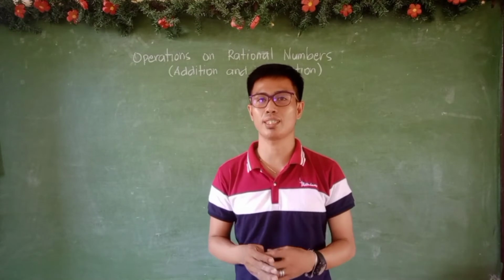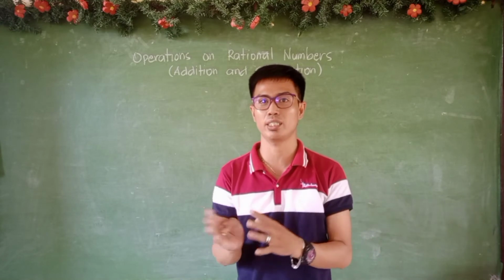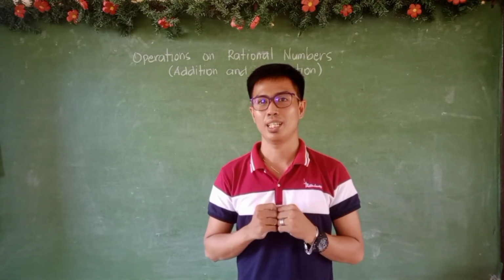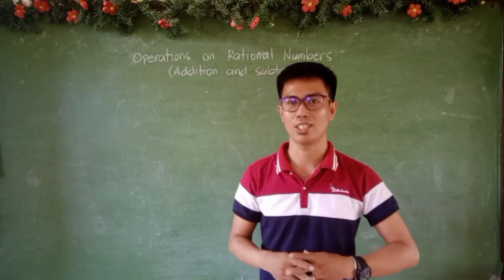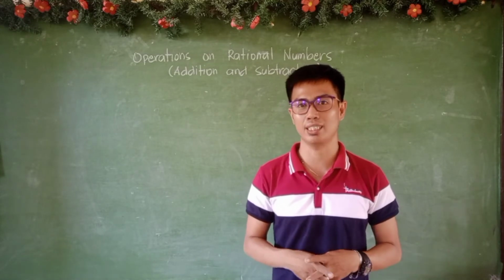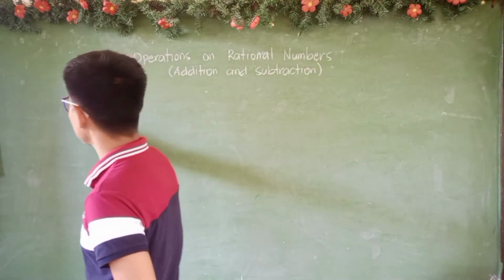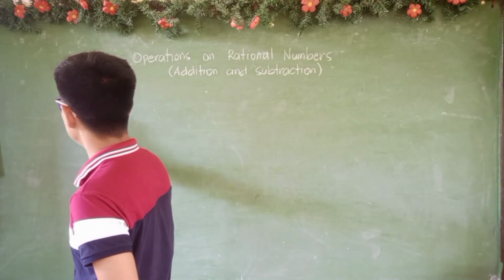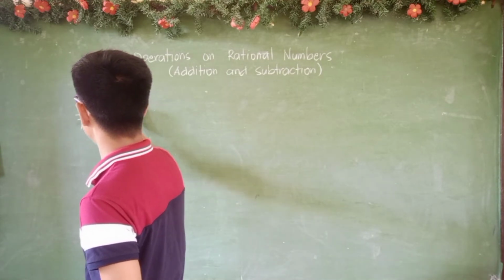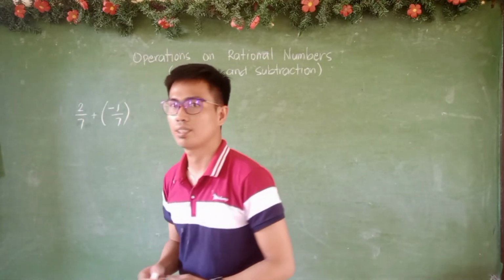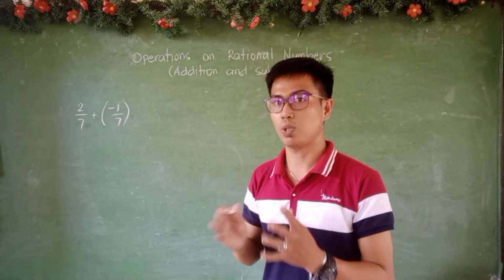So after knowing the concept or the rules in adding and subtracting integers as well as fractions, so we have similar and dissimilar fractions, we can now proceed with operations on integers, specifically addition and subtraction. So how are we going to solve that kind of given? So let's try the first example. So let's say we have 2 over 7 plus negative 1 over 7. So we have here positive 2 over 7 plus negative 1 over 7.